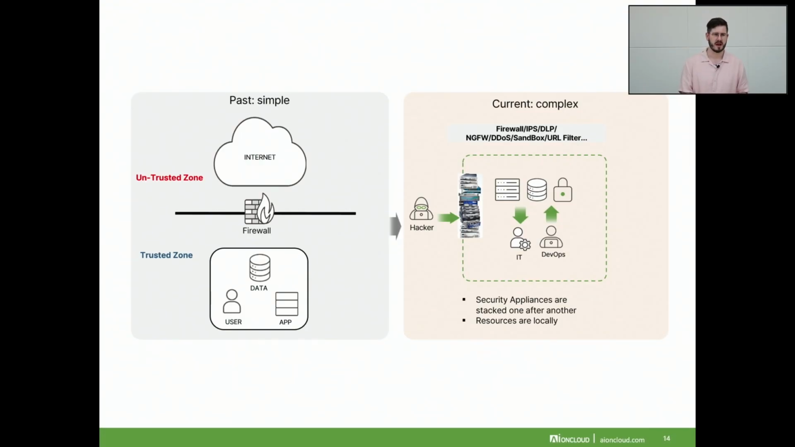So in the past, that older model of using a VPN to access remotely, or having that untrusted and trusted zone, worked. But as attackers have become more sophisticated, defenses were improved. Intrusion prevention systems, data loss prevention, next generation firewalls, they've all been created to protect that idea of the trusted zone and the untrusted zone. And that security stack has become more and more complex.